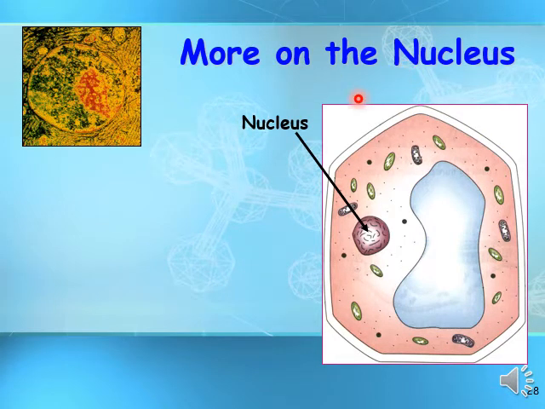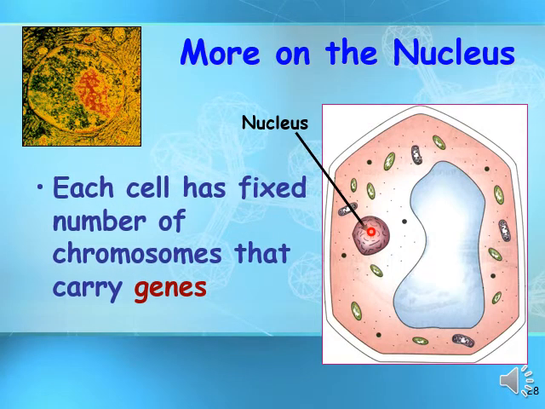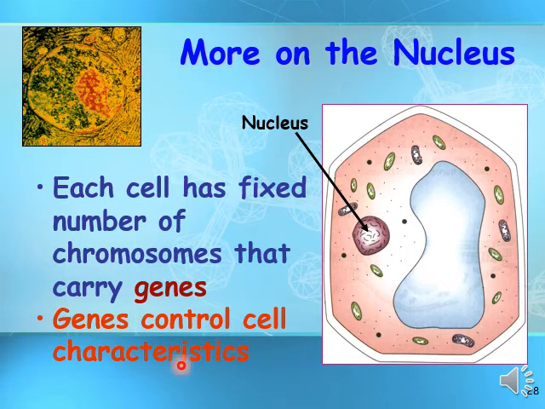More on the nucleus. Each cell has a fixed number of chromosomes that carry genes. Different animal and plant cells contain a specific number of chromosomes. These chromosomes carry genes. Genes control cell characteristics. All cellular characteristics are controlled by the genes.